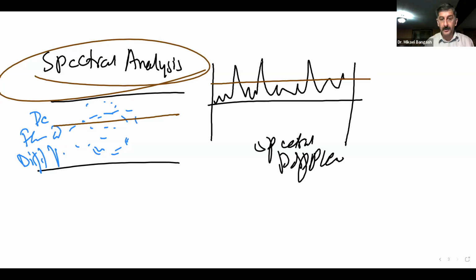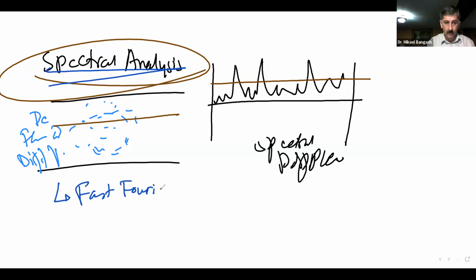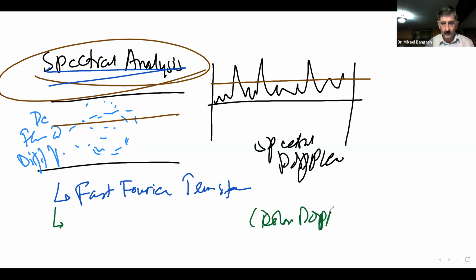Okay. And the two basic methods of spectral analysis are what we call the fast Fourier transform. And the other one, although I don't agree that this is a spectral analysis, mainly because it is related to color Doppler, is what they call autocorrelation.